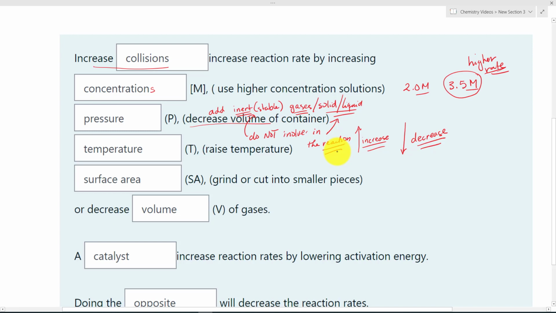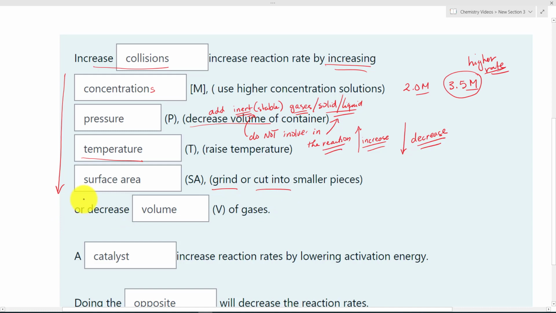And temperature, of course, you can lower the temperature, you can increase the temperature. When we increase the temperature, we increase the average kinetic energies of the molecules, therefore it increases collision. So as you can see, so far all these examples are increases. Another one we are going to look at is surface area. What is surface area? One way to increase surface area is you can grind the substance or cut it into smaller pieces.